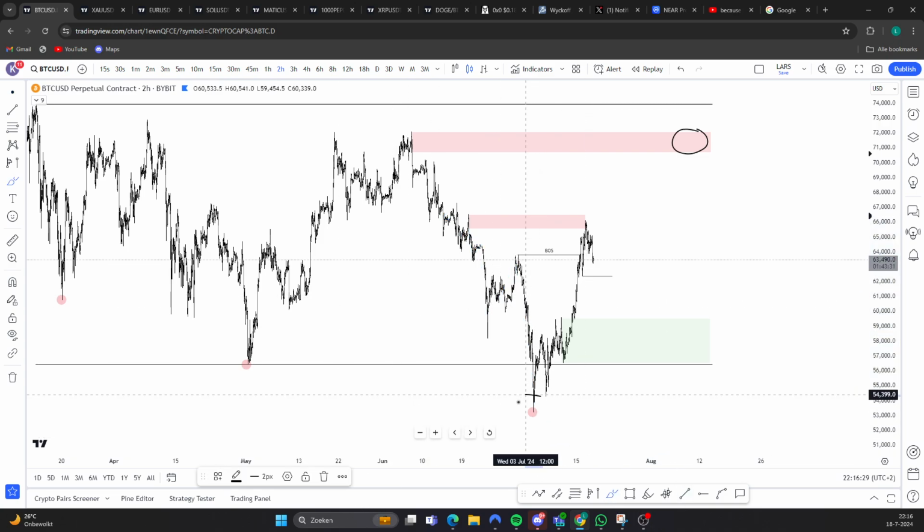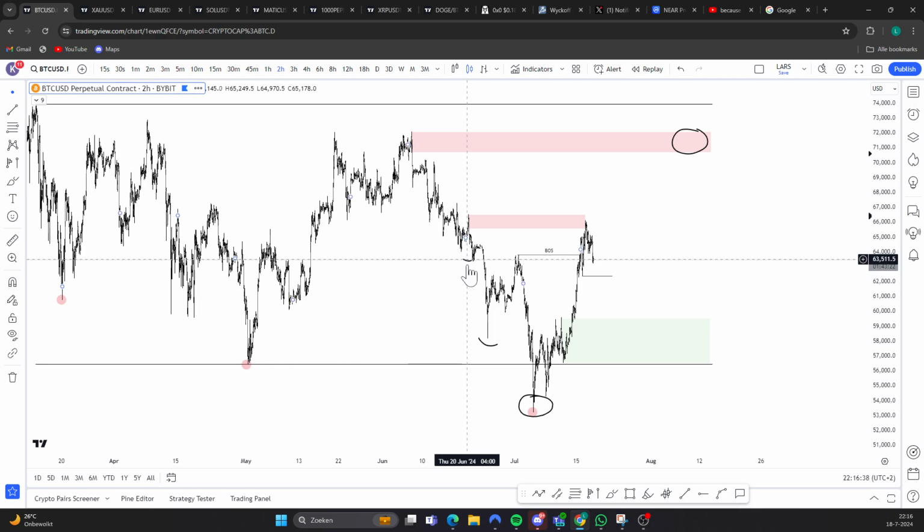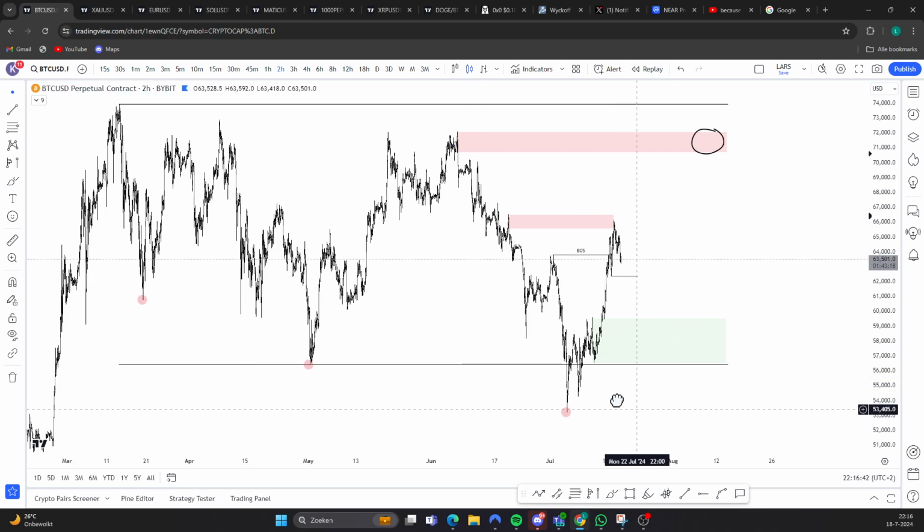This low actually did something. It broke structure. All these lows right here did not break structure. Okay, so nothing to worry about. This model 1 is confirmed. We will go to the range highs before going to the range lows, if we ever come back towards the range lows in this bull run.